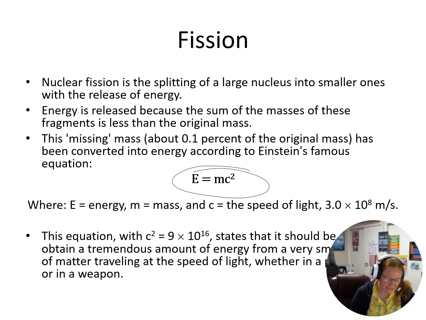When we look at this, we should get a tremendous amount of energy from a very small amount of matter as long as it's traveling at the speed of light. Now, this tremendous amount of energy doesn't matter what the delivery method. We can get a ton of energy from a power plant or a weapon, which is also why nuclear weapons are so dangerous, because there's so much energy.